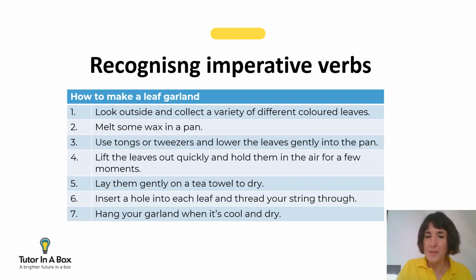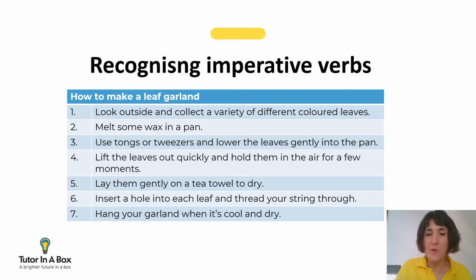I'd like you to think about highlighting or recognizing which words in each instruction that I read are the imperative or the bossy verbs. So they've got to be doing words, things that you need to do to carry out the instructions. And they're also telling us what to do. So number 1, look outside and collect a variety of different coloured leaves. Number 2, melt some wax in a pan. Number 3, use tongs or tweezers and lower the leaves gently into the pan. 4.